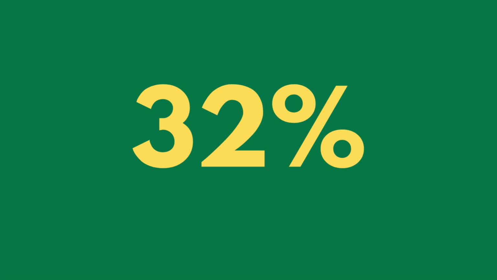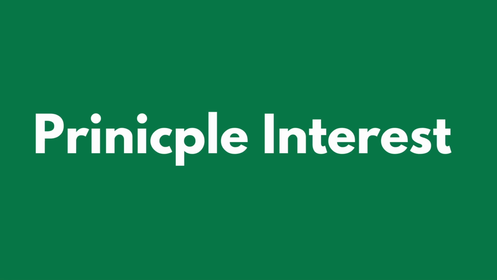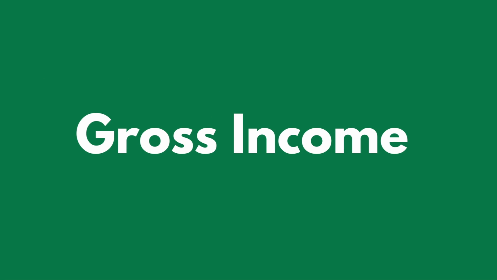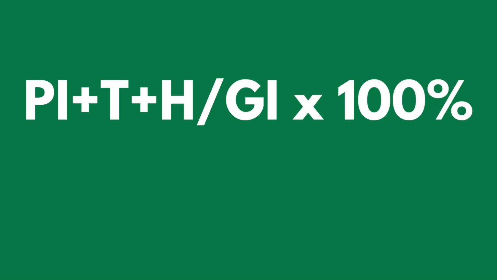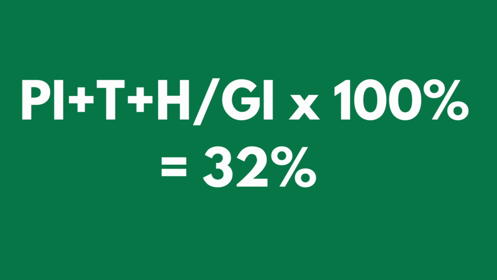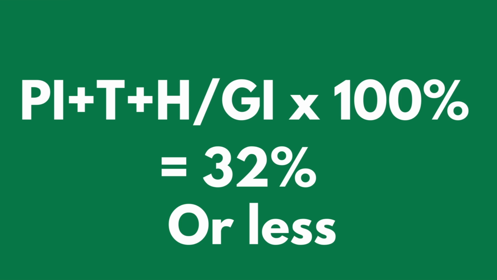Most lenders recommend that you spend no more than 32% of your gross income on shelter. Your GDS ratio is computed like this. You would do your principal and interest plus your taxes plus your heating costs, and then you would divide that by your gross income. That number is then multiplied by 100, and it would have to equal about 32% or less. It should be no more than 32% for your GDS.